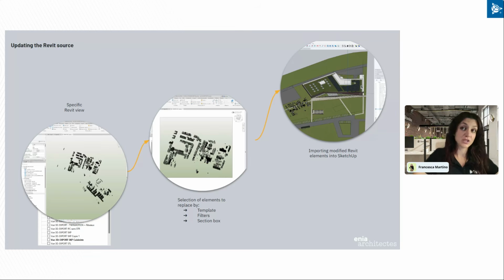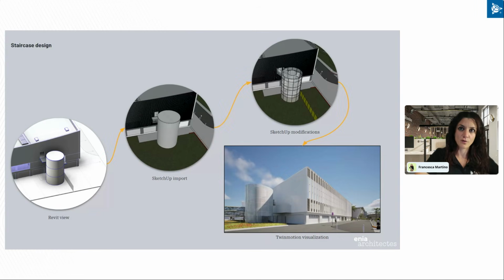So they actually do that by creating a specific view in the Revit file that visualizes only the elements that have been modified, and then they import only that specific view into the existing SketchUp file, so that they don't have to start from scratch and remodel everything from zero, but they can keep all the advancement that they've done on the SketchUp file, and import only the modifications that have been done in Revit. So this is a very practical workflow.